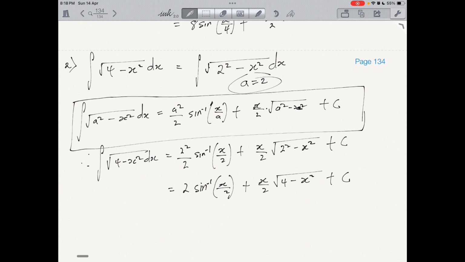In the next video, we'll be taking a look at how to integrate 1 over a squared plus x squared, and this time we'll be using a substitution of x is equal to a tan theta.